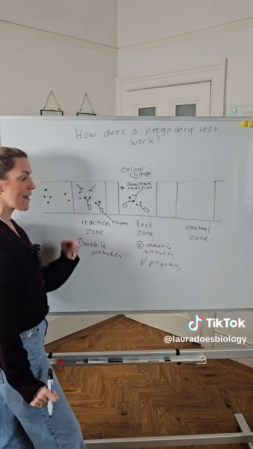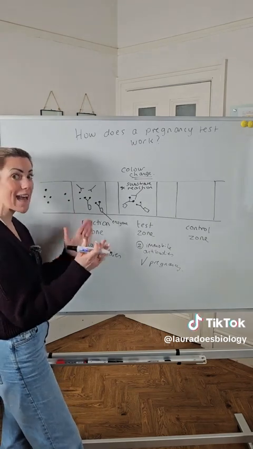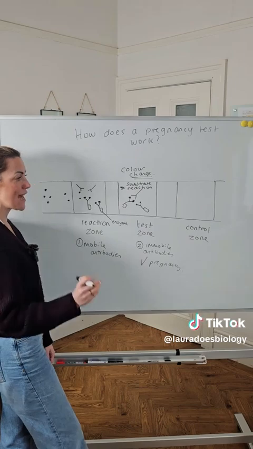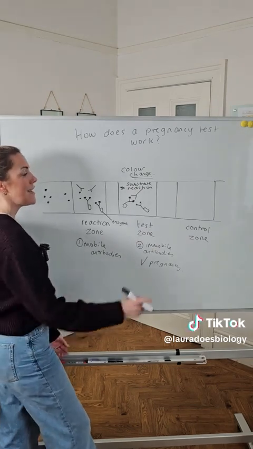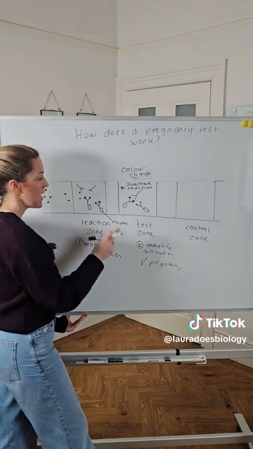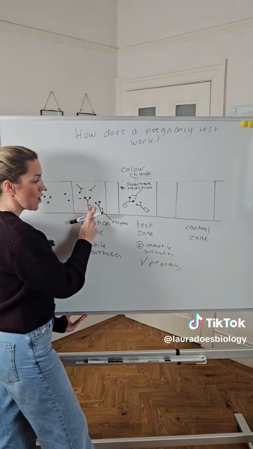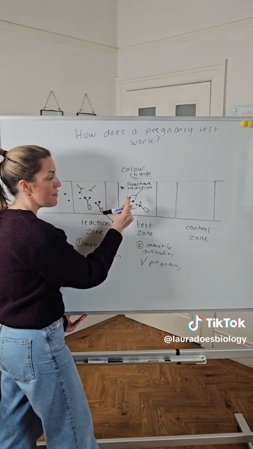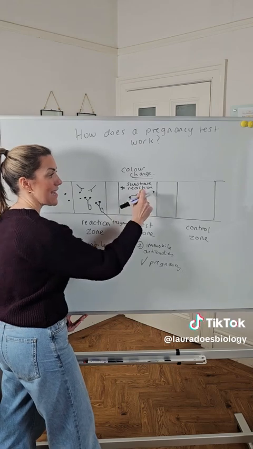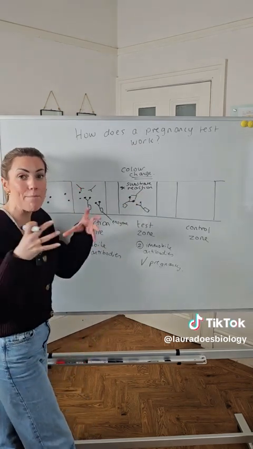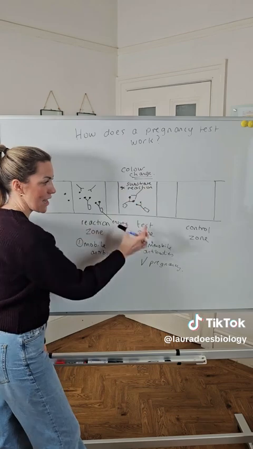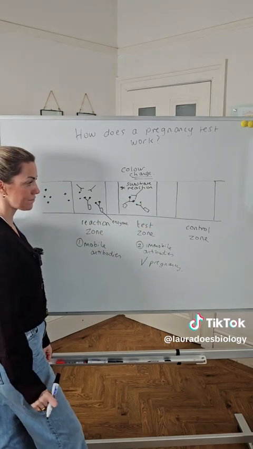Because the only way to get that colour change would be if the enzyme was present in that test zone. And the only way for the enzyme to be present in that test zone is if HCG was present. Because if HCG was present in that woman's urine, it would have bound to the mobile antibody, which would have then been carried up the strip. And then the mobile antibodies would be able to bind via the HCG to the immobile antibodies, fixing them in place. So you've fixed the enzyme where the substrate is and you've got a colour change.